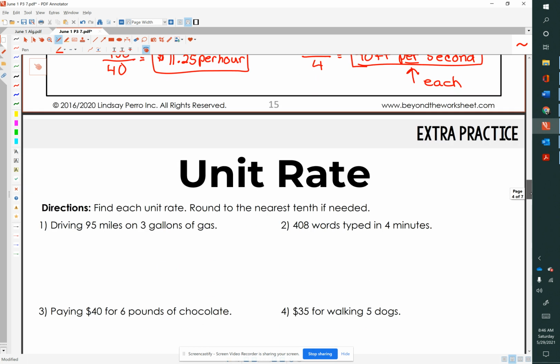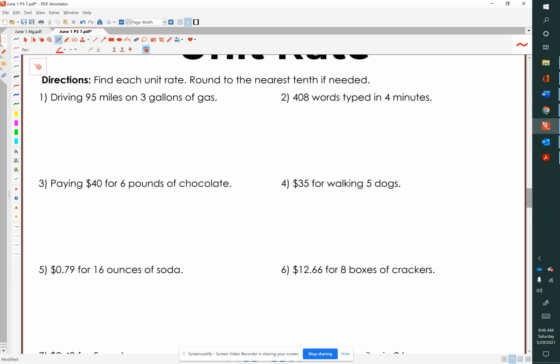So let's do some practice problems. We're going to find each unit rate, and we are going to round to the nearest tenth if needed. So first, driving 95 miles on 3 gallons of gas. That would be 95 divided by 3. And this again will be an irrational number. We'll have a repeating 5. So that would be 31.6 miles per gallon. That's pretty good. That's about what my car gets when I don't go too fast. When you go a little faster, it takes more gas.